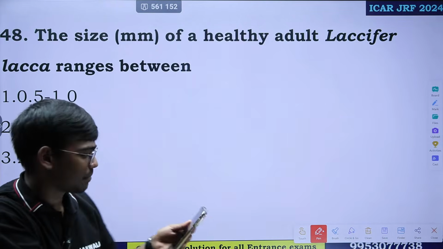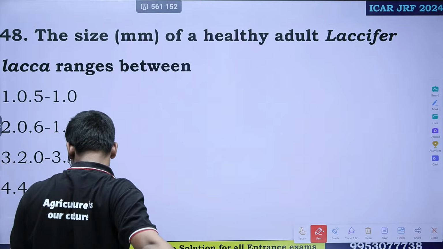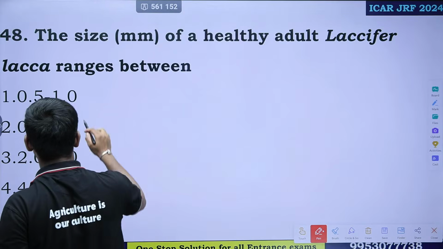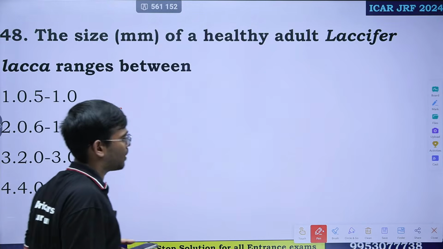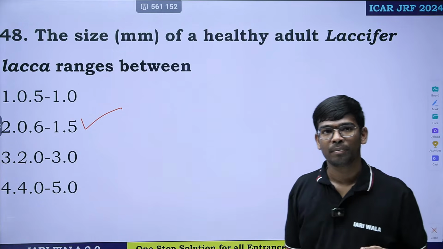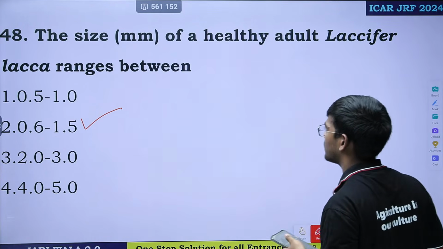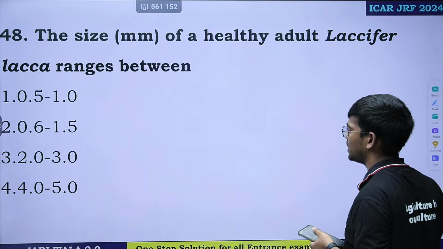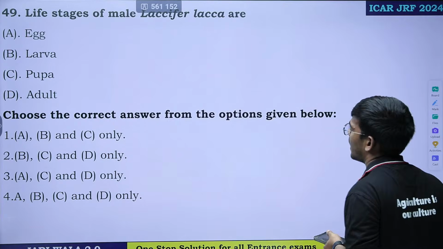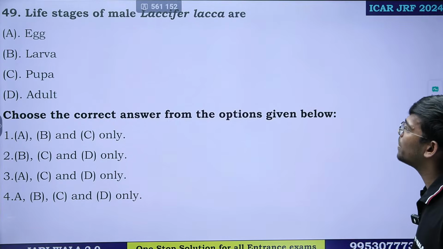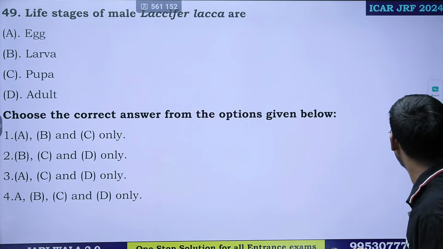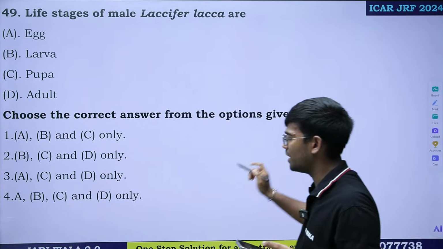Okay, and some students responded B, 0.6 to 1.5 mm. Nymphal size is exactly 0.6 mm and the adult will be somewhat more than that. So that range, 0.6 to 1.5 mm, we can go with. And usually the life stages of the male Lachfer laka consist of egg, larva, pupa, adult, all the stages it will have. So here A, B, C, D.